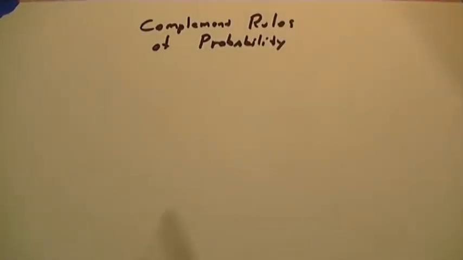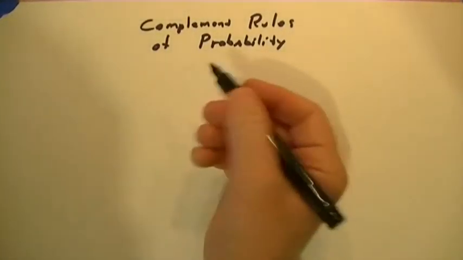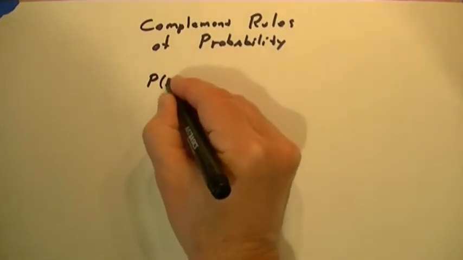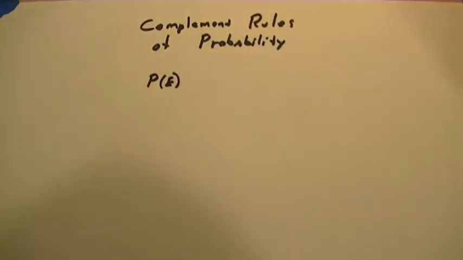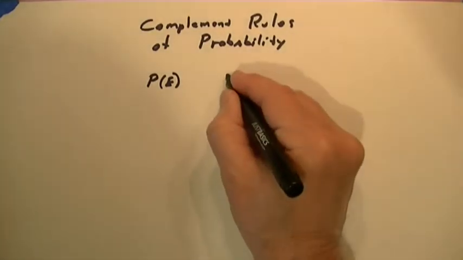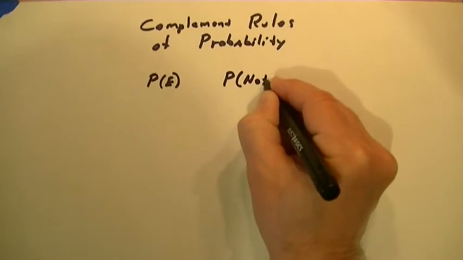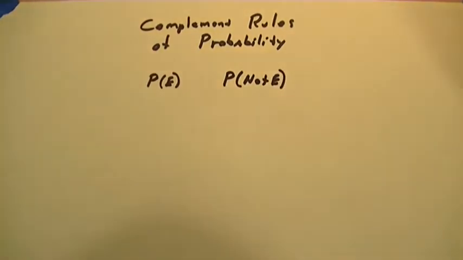This one is going to be about the complement rules of probability. Complement you can think of as just sort of the opposite, the other side of the coin, so to speak. So if we say that there's a probability of some event occurring, there's also a probability of some event not occurring. Okay, so that same event.